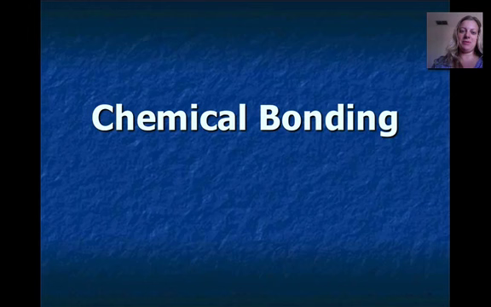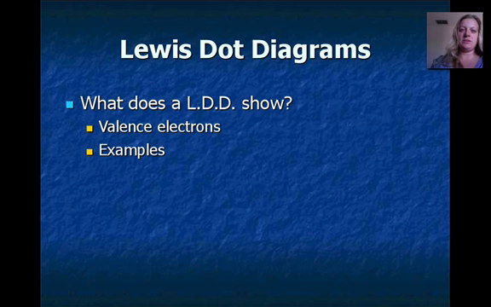Hi guys, so today we're going to talk about chemical bonding and the different ways in which molecules can interact. To do this, we're going to have to use our Lewis dot diagrams. And remember that Lewis dot diagrams are always going to use the valence electrons only.